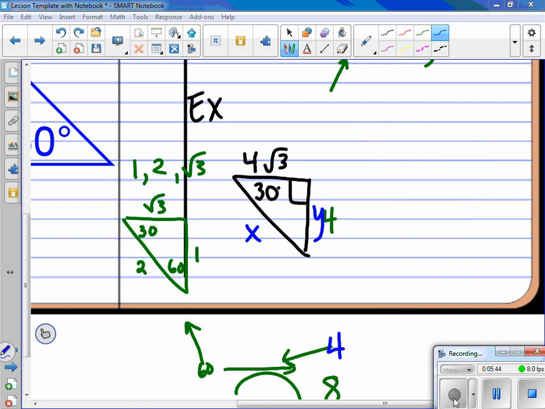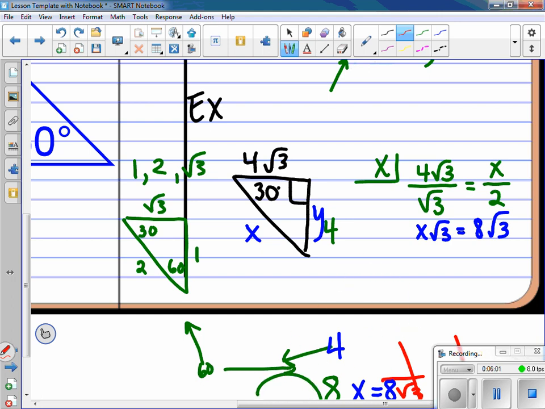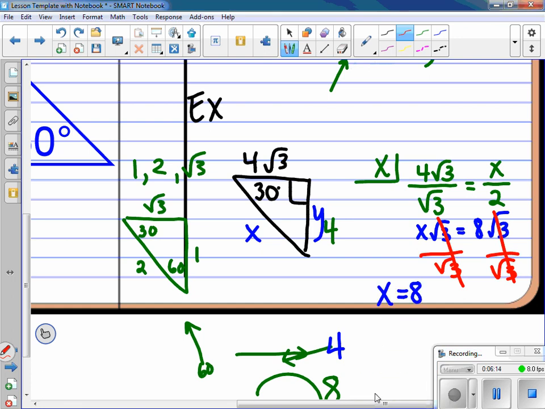Go ahead and put me on pause and see if you can write your proportion and everything for x. If you've already done that, excellent. Let's do it together then. Here we go. Okay, so when I cross multiply, I get that. I always try to put my x on the left-hand side. Remember, always take your x or your radical and put it last. So I have x times square root of 3. Then divide both sides by square root of 3 and they cancel each other out. That leaves me with x equals 8.